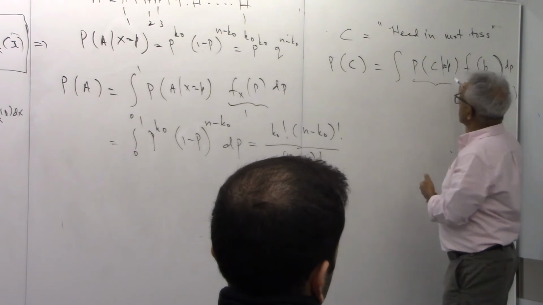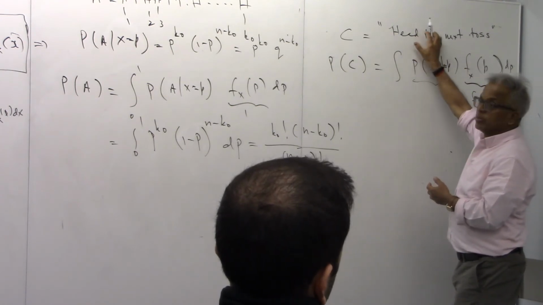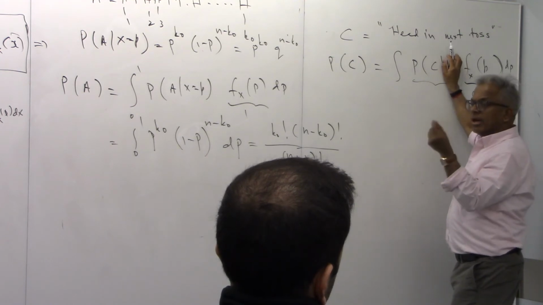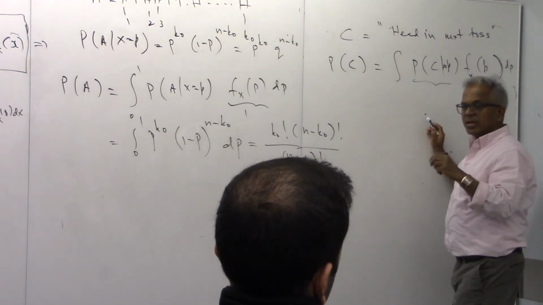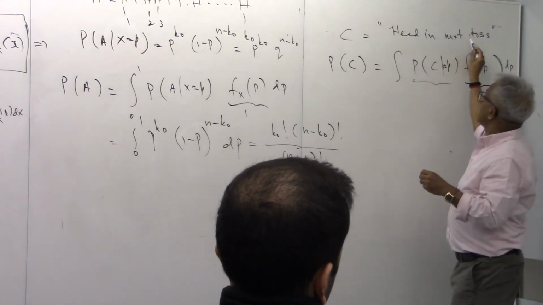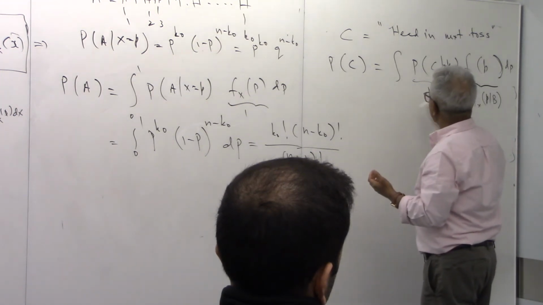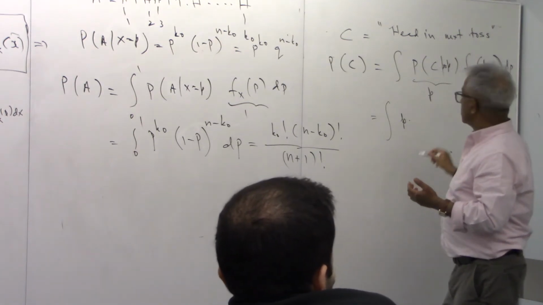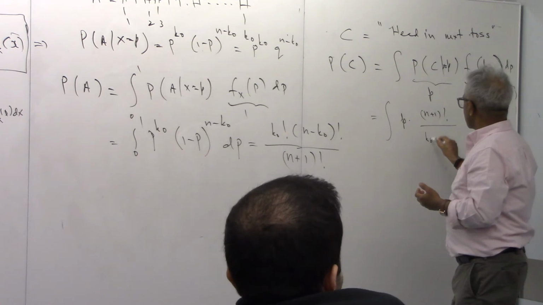But remember, what is this? Read this: it says, what is the probability of getting a head given that the value of P is p? If the probability of getting a head is p, then a head in the next toss will be p itself. So this is small p, multiplied by this density function, which is what? n plus 1 factorial.